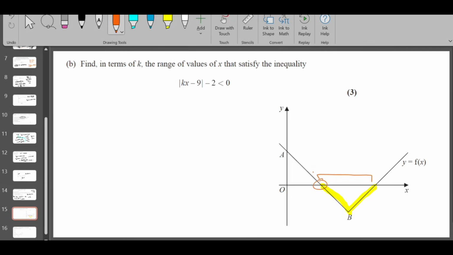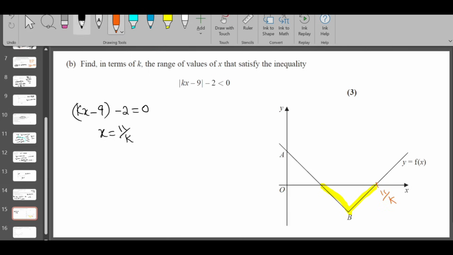So the corresponding x values are the solution. You need to basically find the x-intercepts of the function. To find the x-intercept, you take the positive argument equal to 0, because you replace y by 0, and then make x the subject. So minus 9 minus 2 is 11, goes to the other side, and x is going to be 11 over k. We have taken the positive argument, so this point is 11 over k.